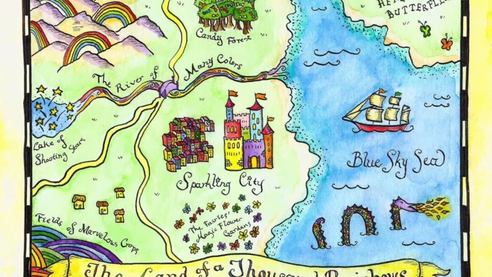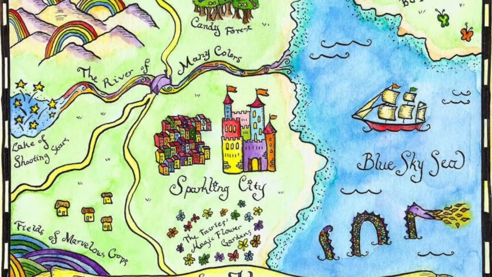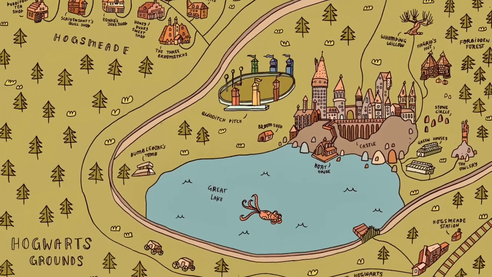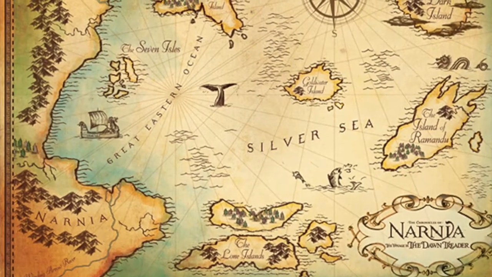talk about today. A lot of us have probably read fantasy novels or had books read to us where you flip to the last page and there's a picture of a map of a fantasy world. Maybe it was Harry Potter, maybe it was the Chronicles of Narnia, or the Lord of the Rings, or something else like that.